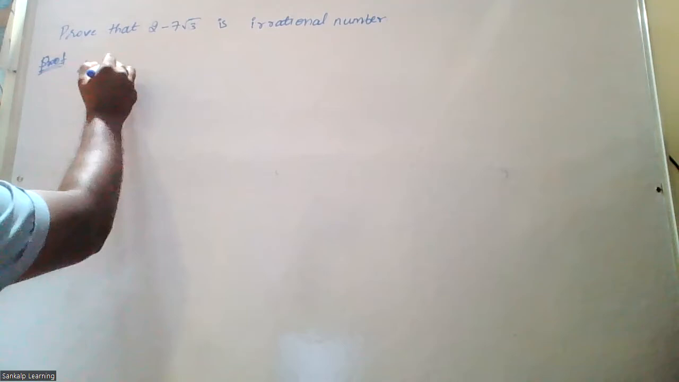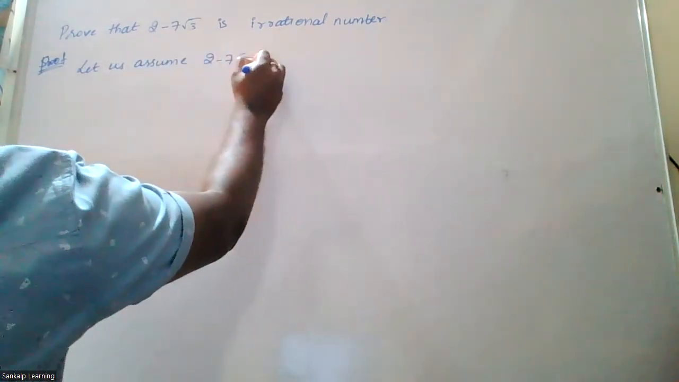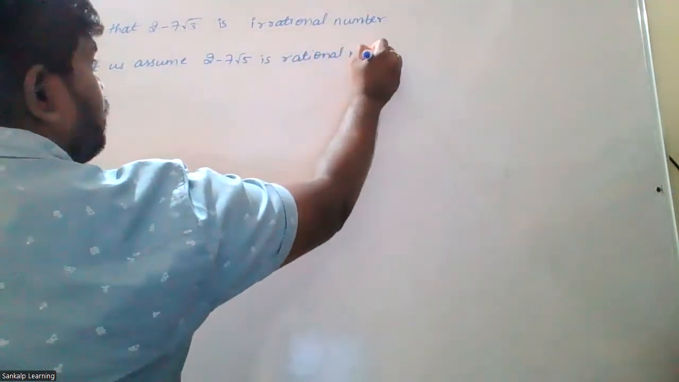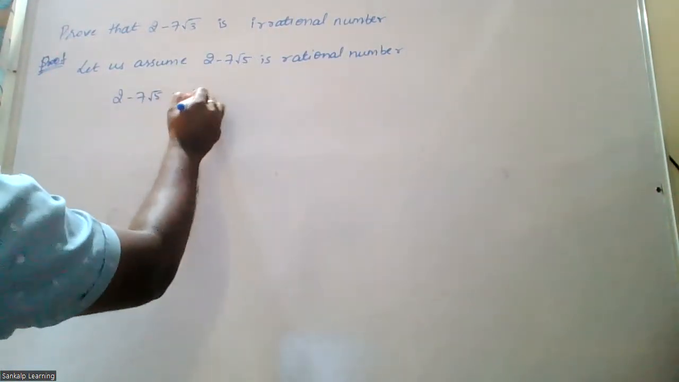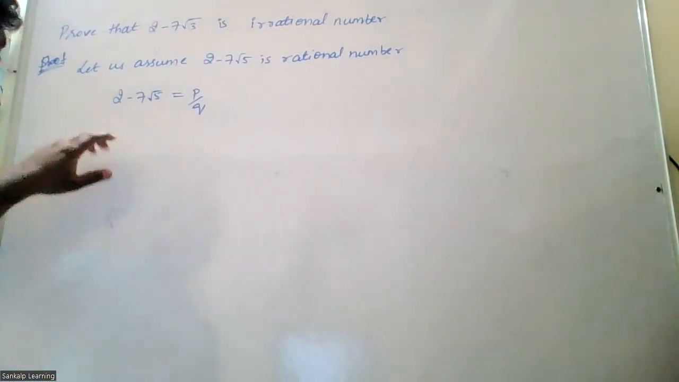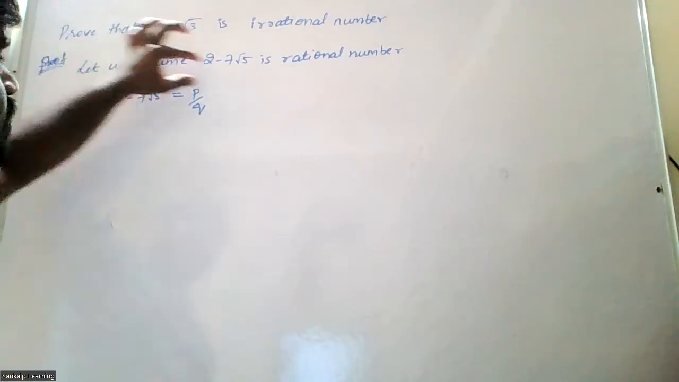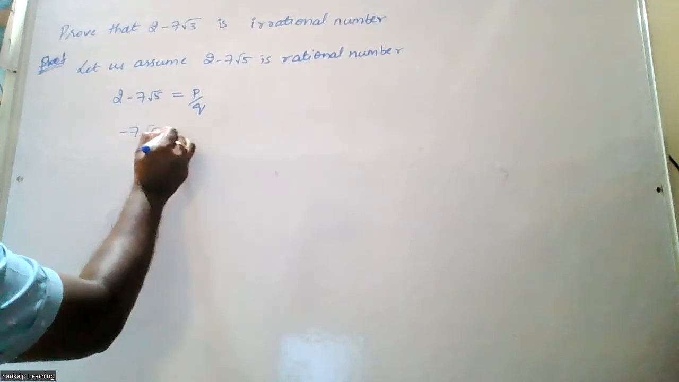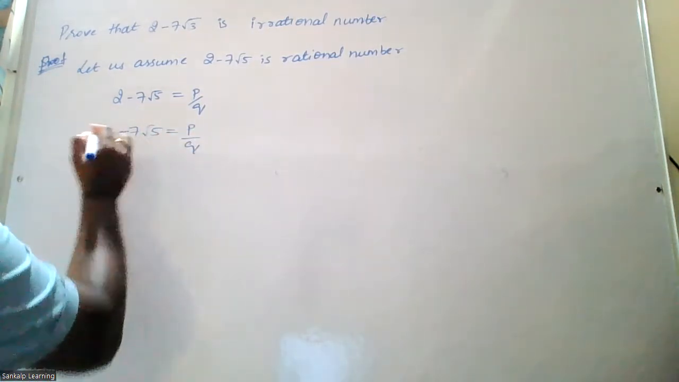Same thing. Let us assume 2 minus 7 root 3 is a rational number. If it is a rational number, then it can be written as p by q. Send this 2 to the other side. Remember the one mistake that most of you make: we are transposing this 2 to the other side. This is positive 2. If it goes this side, it will become minus 2. Now this minus remains as it is. Most of you neglect this, then it will be wrong. Let's retain it as it is.